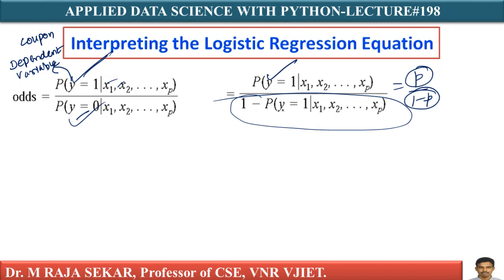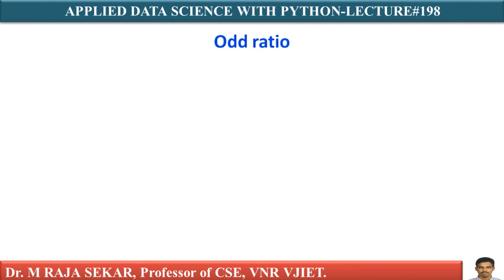So, the probability of y equal to 1 given the different independent variables x1, x2, and so on up to xp. This function is called the odds function. From the odds function, now we will try to understand the odds ratio.